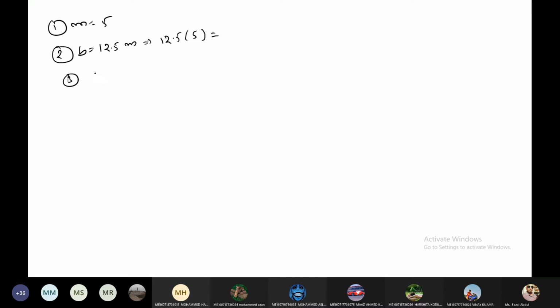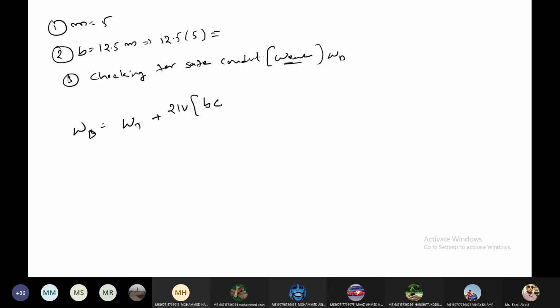Now what is the third question? Check for the safe condition. For safe condition, for what type of load is it asking? For wear load. It is enough to calculate the wear load, WD, to check. So tell me that B value first. I'm writing the WD equation here: WT plus 21V into BC cos square alpha.